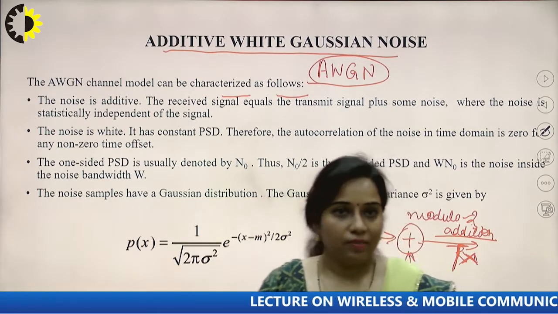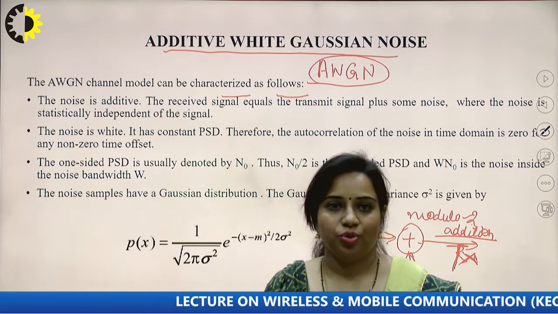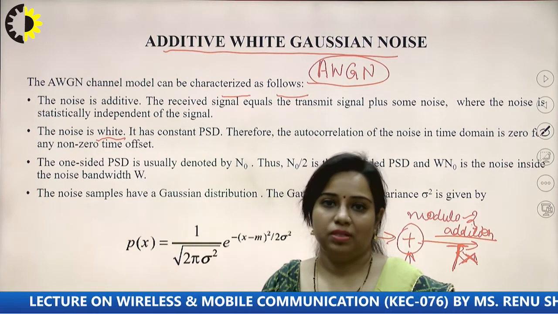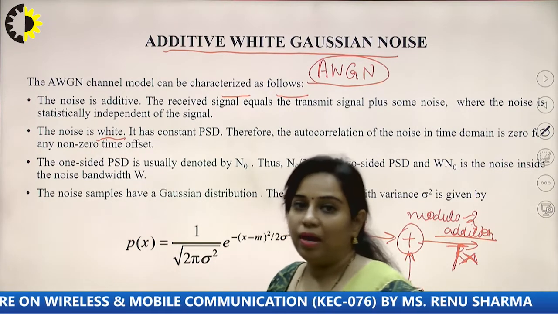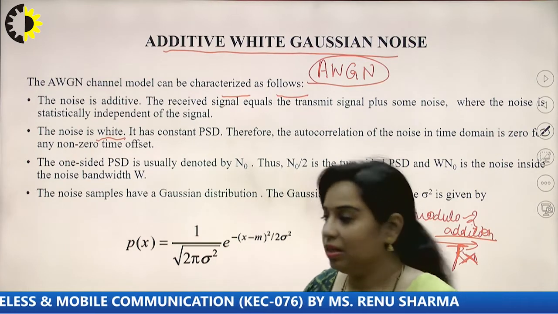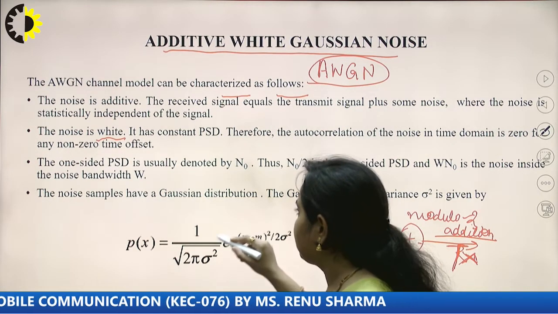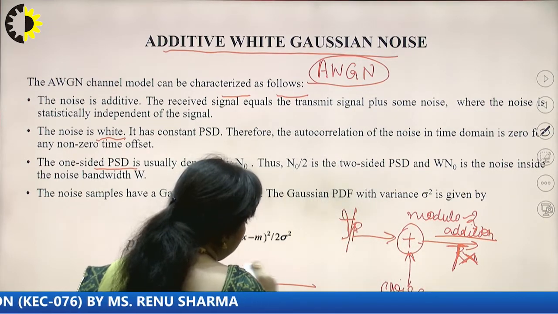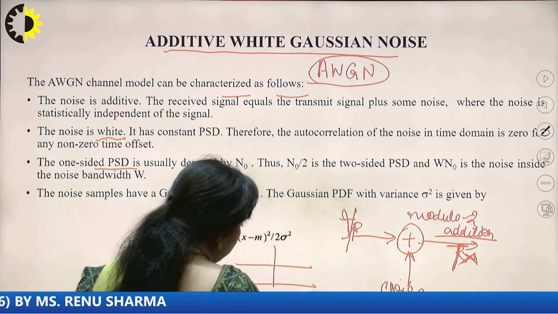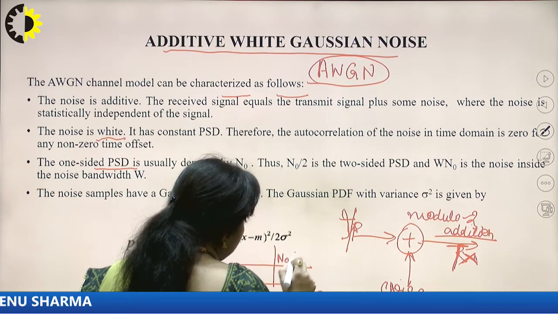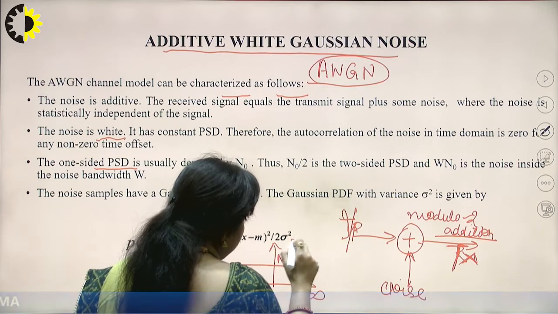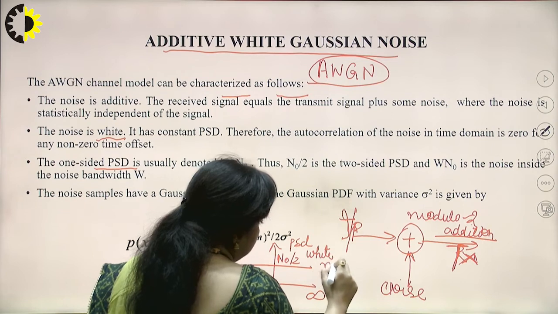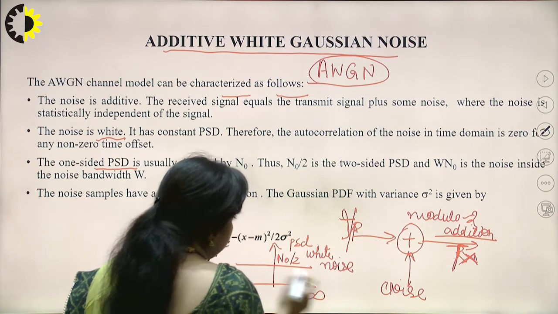So the noise is additive in nature, that's why we are considering additive white Gaussian noise. Secondly, the noise is white, which means it contains all the frequency components. Thirdly, its power spectral density, that is PSD, is constant, and it can be considered as one-sided, or if it is considered two-sided, then it will extend from -infinity to infinity, and its amplitude will be N0 by 2. So that is the power spectral density of white noise, which will extend from -infinity to infinity.